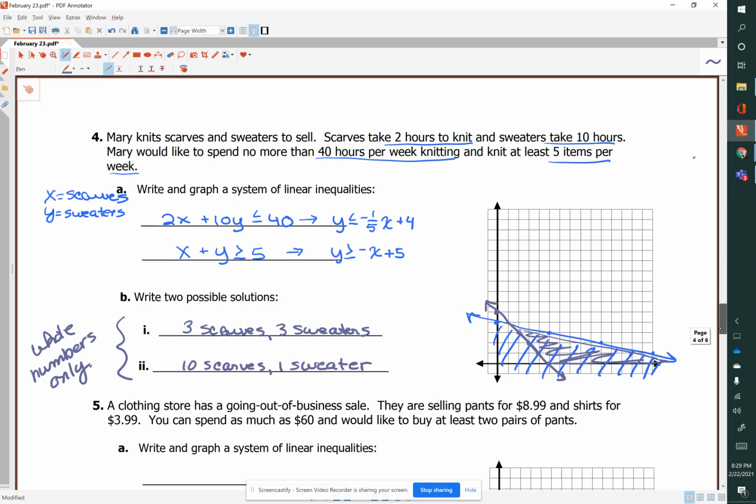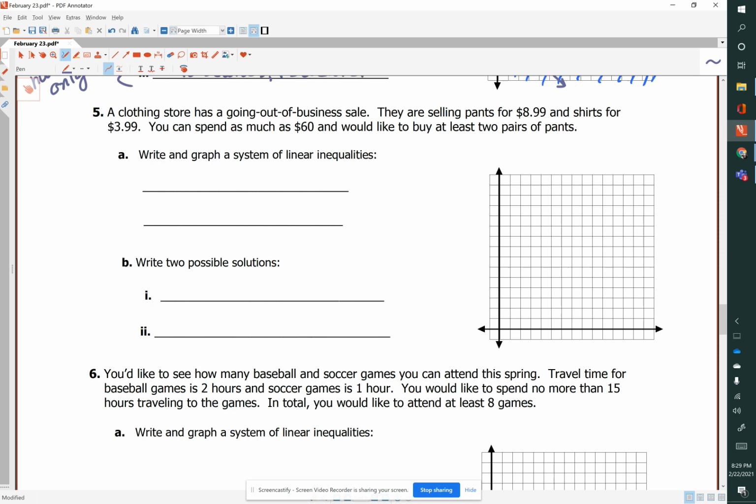And then, let's see, 5th problem, we do have 6 problems. Okay, so the 5th problem is a clothing store, which is unfortunately for them going out of business, but for us, woohoo, there's a sale. So they're selling pants for $8.99 and shirts for $3.99. You can spend as much as $60, but you want to buy at least 2 pairs of pants. So there's a little bit of a trick to this one.